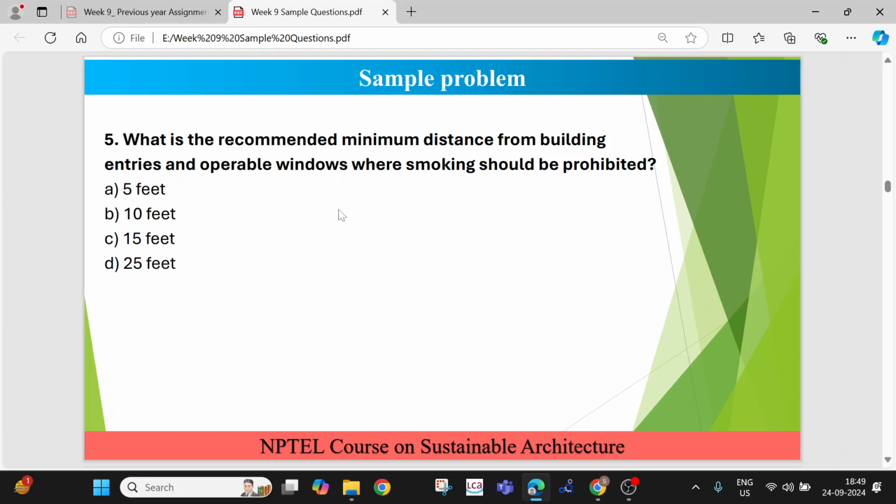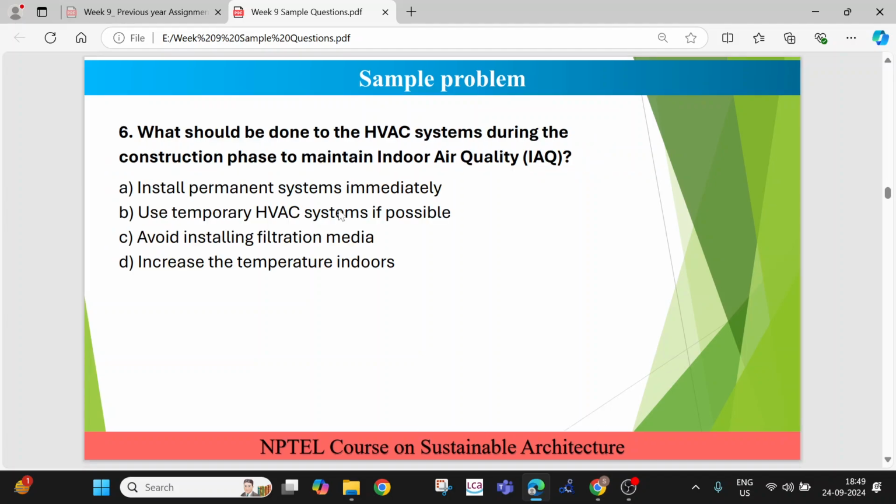To prevent the infiltration of tobacco smoke inside the buildings, smoking should be prohibited within 25 feet of the building entries, outdoor air intakes, or operable windows. Fine. Very good. Let's move to the sixth question and see how many of you can answer this question also. Here is question number 6.